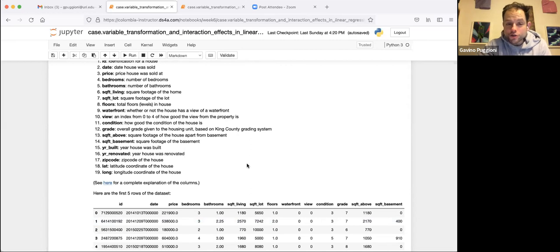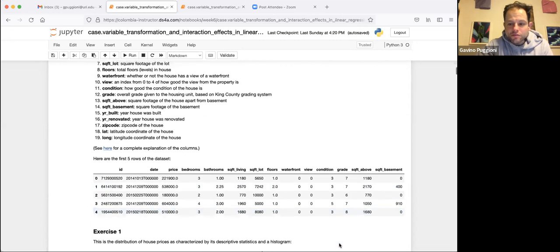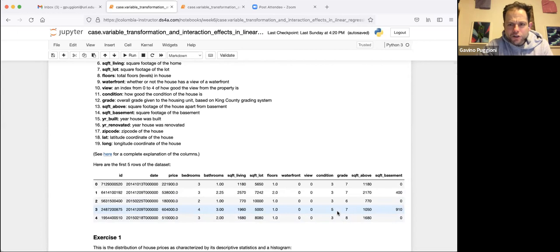And then you have condition. Condition is another categorical variable that goes from 0 to 3, and this is based on the King County grading system. So a value of, I think it goes up to 5. I'm not sure, but a value of 5, I think, means very good condition. A level of 3 is not so good, or average, and 1 is not that good at all.